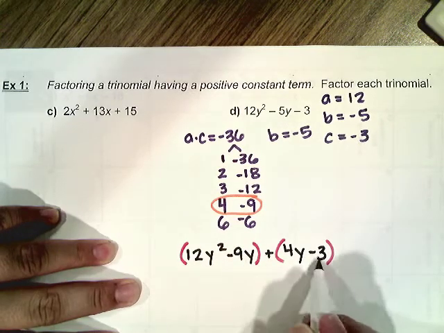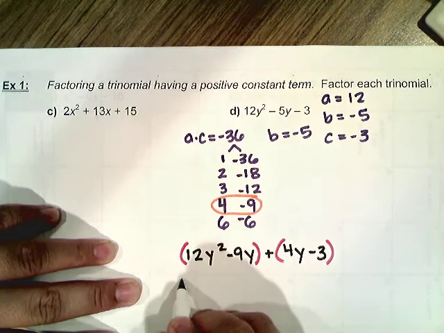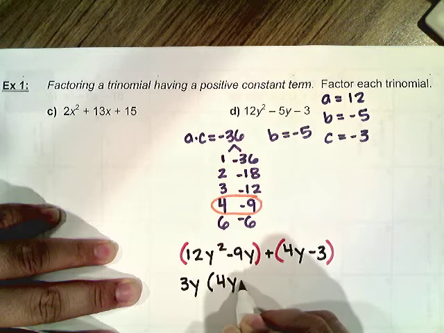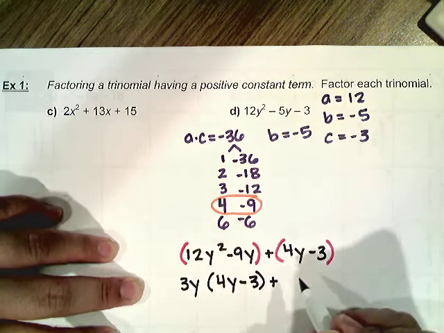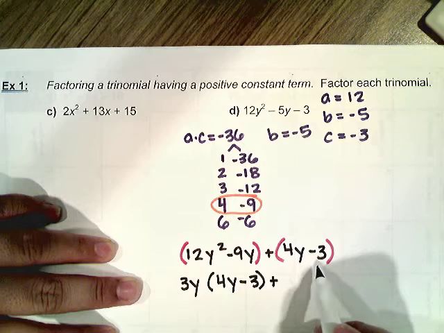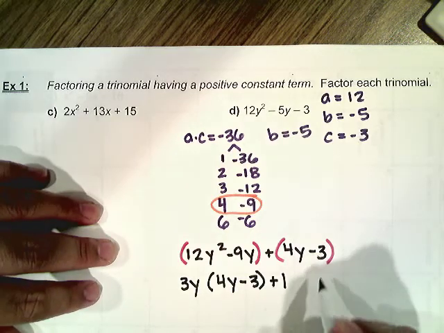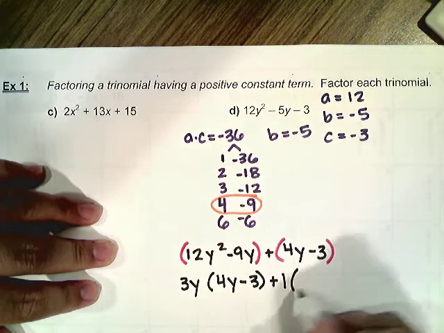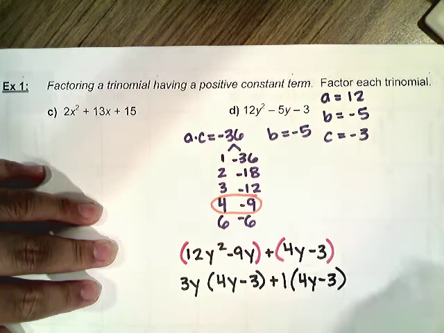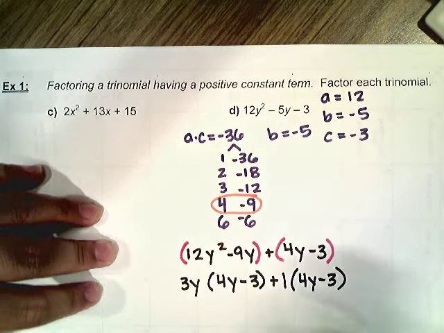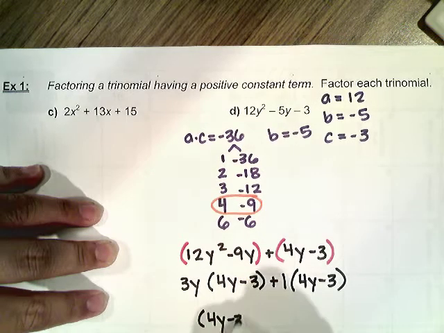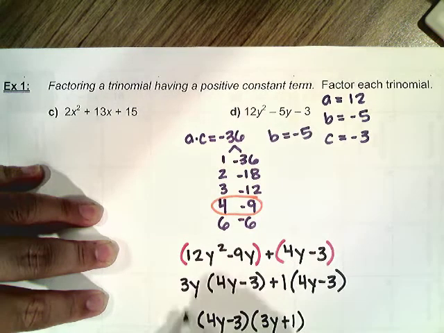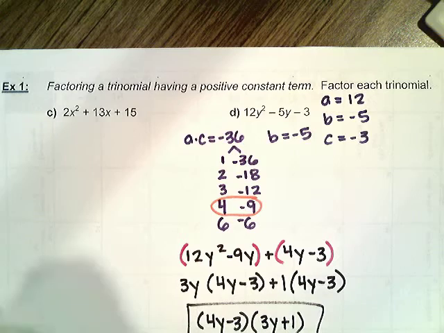So we look for our GCF of each of our groups. Our GCF of our first group is going to be 3y. We're left with 4y minus 3. The GCF of our second group, there's nothing that we can factor out here, but we do want a placeholder, so I'm going to put a 1 there because we can divide both of these terms by 1 and it won't change anything. And then we're left with 4y minus 3. So within these two terms, what do they have in common? They have a 4y minus 3, and what's left over? 3y plus 1. That would be our final factored form.